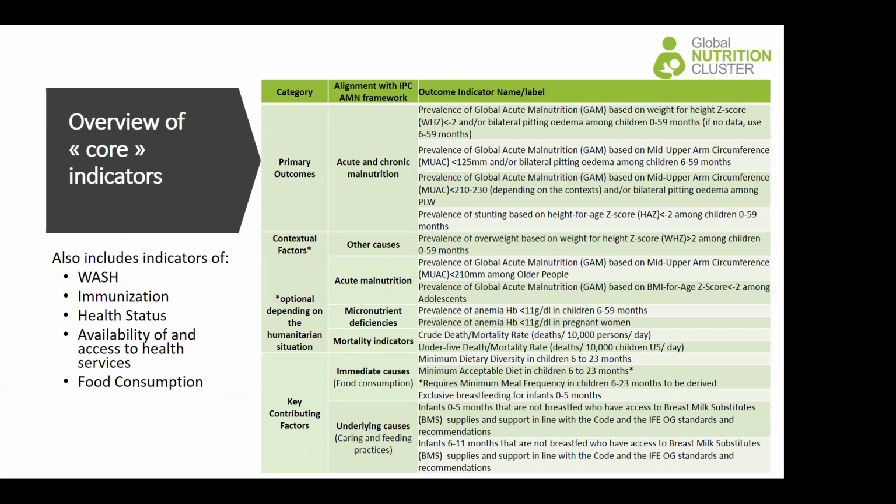And we also have some immediate causes in terms of food consumption, with the minimum dietary diversity and minimum acceptable diet. So we do have quite a comprehensive list here, as well as indicators from the WASH sector, indicators on immunization, health status, availability of and access to health services, and food consumption. So it's quite an extensive list. And remember, each of these also has thresholds, whether adopted at international level or being preliminary in nature.